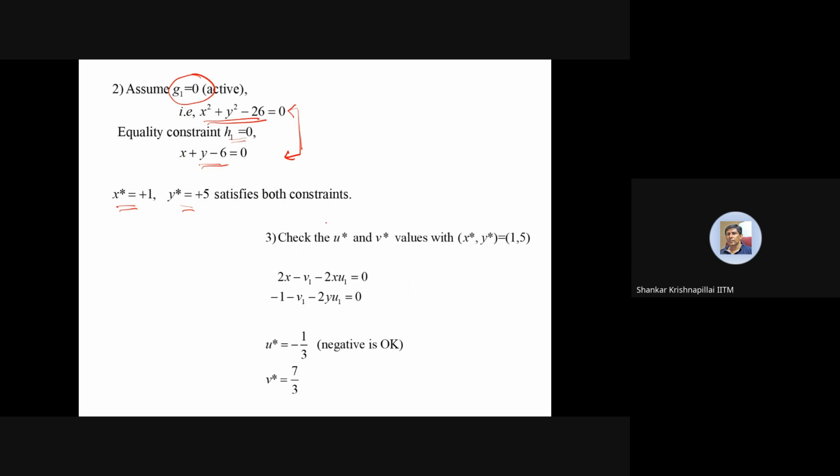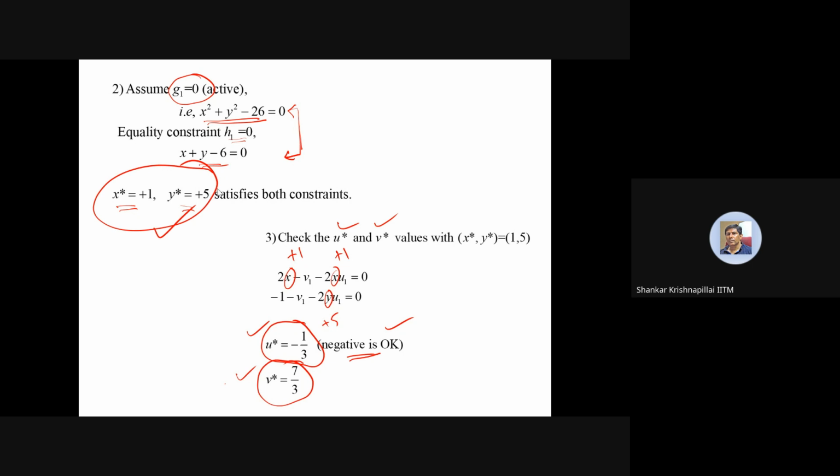And now you have to check the values of u and v with this x star and y star. So you substitute x equal to plus 1, y equal to plus 5. You will get u star equal to minus 3. This is okay because u star must be negative. V star is 7 by 3. The sign of v star does not matter, because the contours for the equality constraint can come from any direction. So this is the right answer.